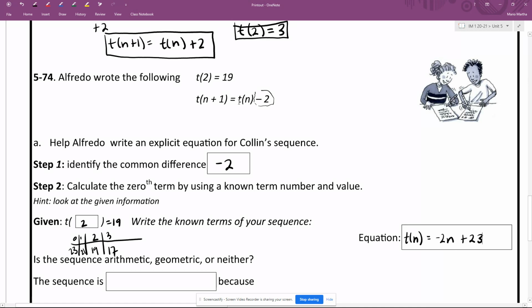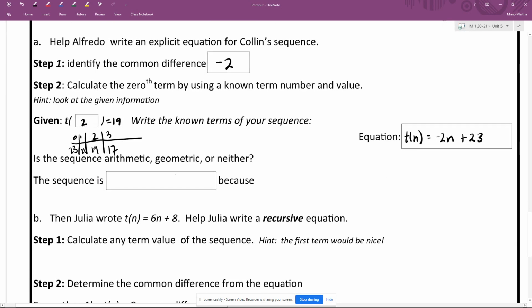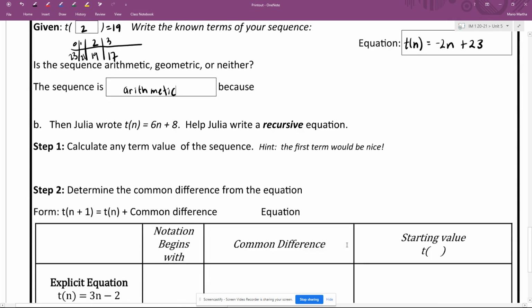Again, it's t of n plus 1 equals t of n minus 2. And then the common difference is right there. And then our zero term is positive 23. Is this sequence arithmetic, geometric, or neither? So here, this is arithmetic because we're changing by adding or subtracting. It says then Julia wrote t of n equals 6n plus 8. Help Julia write the recursive equation.